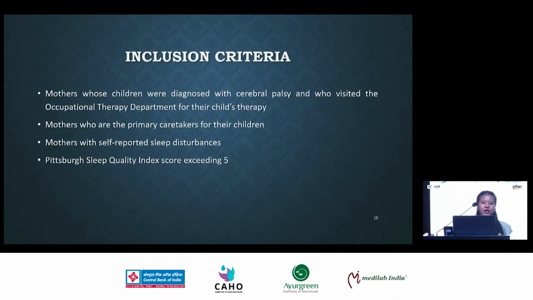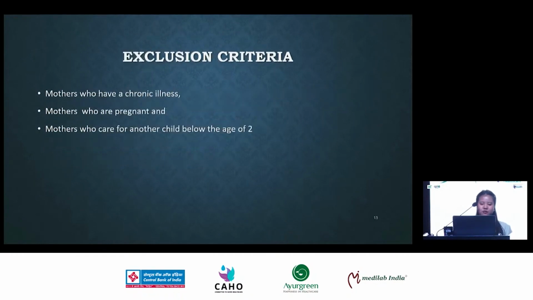Inclusion criteria: mothers whose children were diagnosed with cerebral palsy and who visited the occupational therapy department for their child's therapy, mothers who are the primary caretaker for their children, mothers with self-reported sleep disturbance, Pittsburgh Sleep Quality Index score exceeding 5. Exclusion criteria: mothers who have a chronic illness, mothers who are pregnant, and mothers who care for another child below the age of 2.